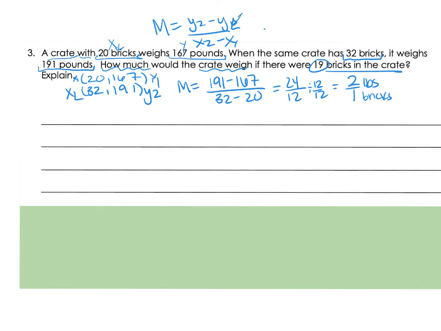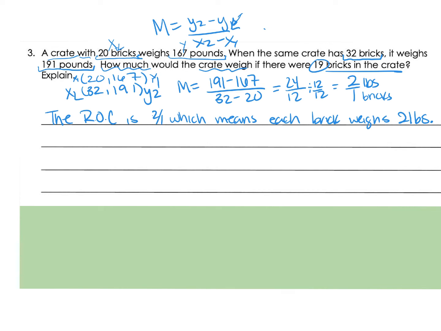Let's write that out right now because we need to have that as part of our answer. So the rate of change, I'm going to put ROC, is 2 over 1. Tell me what that means. Which means each brick weighs 2 pounds. Okay, we have not finished answering the question.